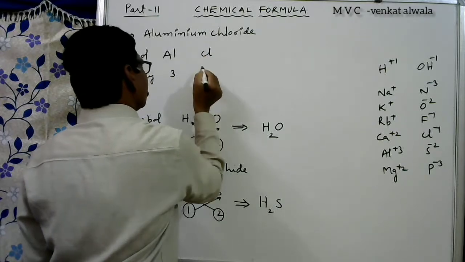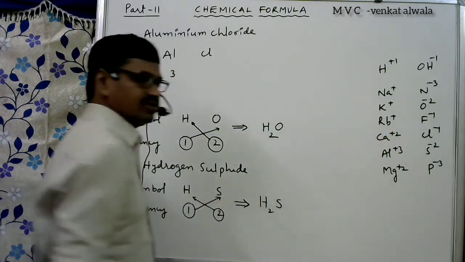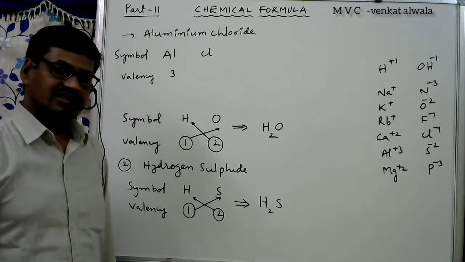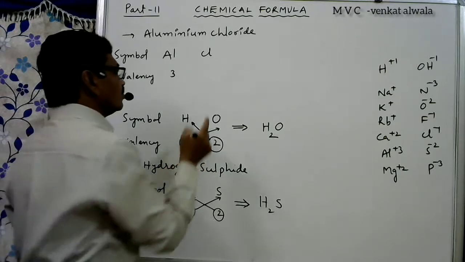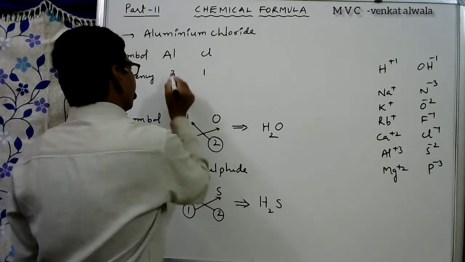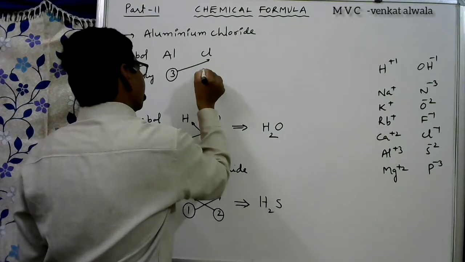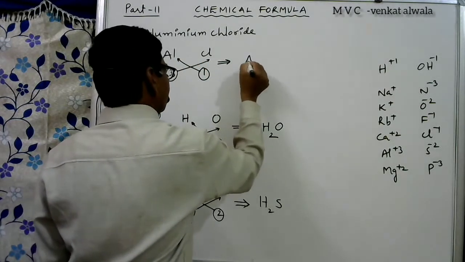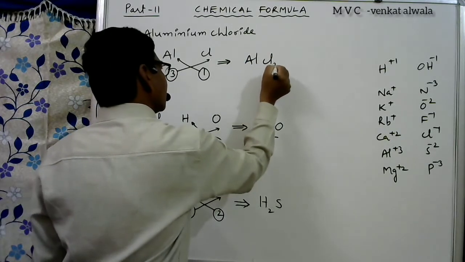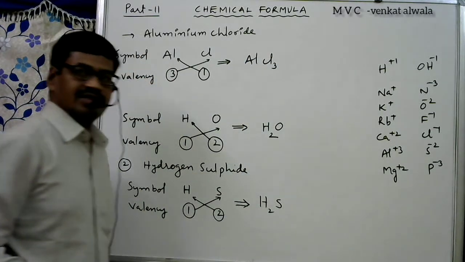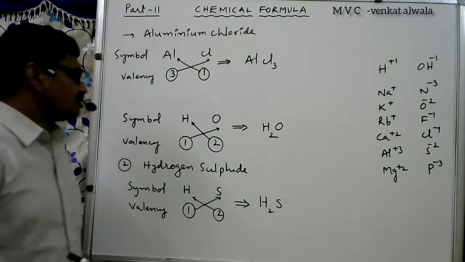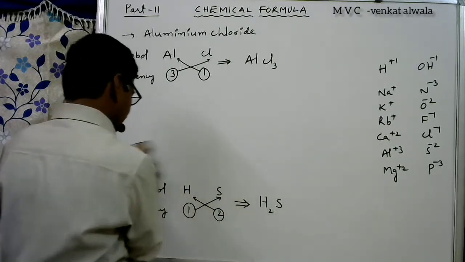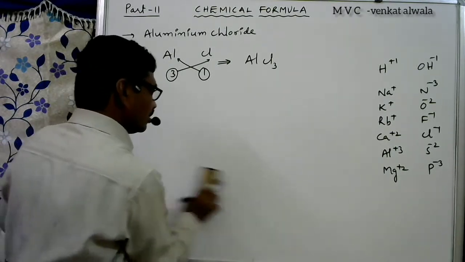Beside this I am writing chlorine. Chlorine's atomic number is 17. To get the 18-electron configuration, it requires 1 electron. So minus 1 means here 1. The 3 should be here, the 1 should be here. So what is the formula by using these? Al1 Cl3, that is AlCl3. Similarly, here I am writing one more, a sodium compound I am taking.